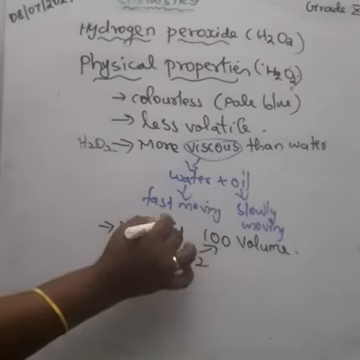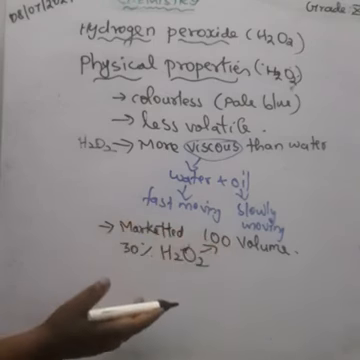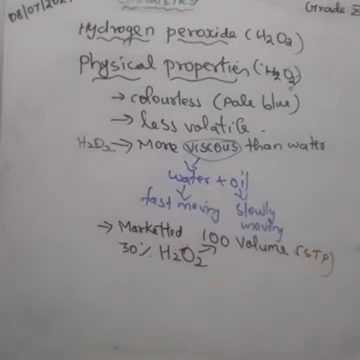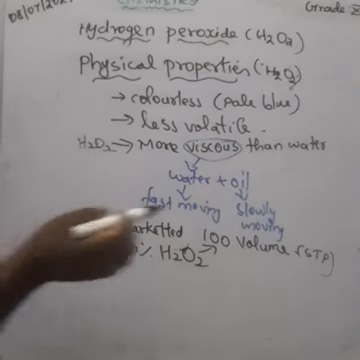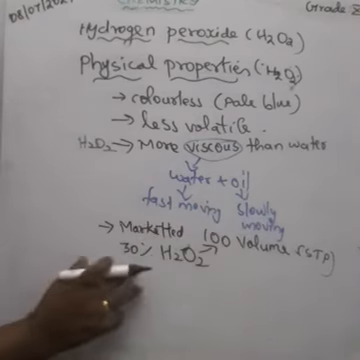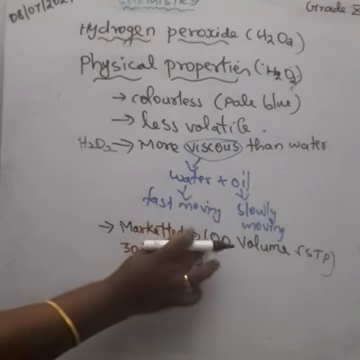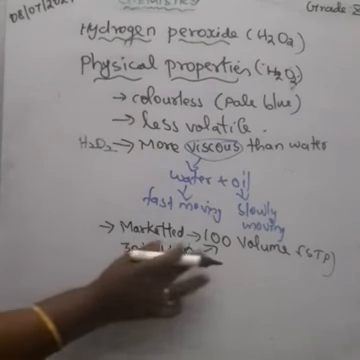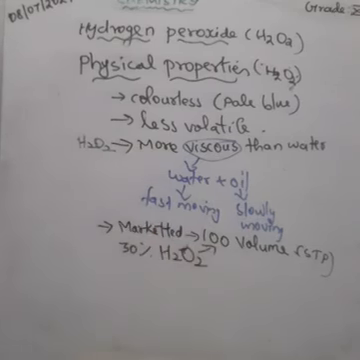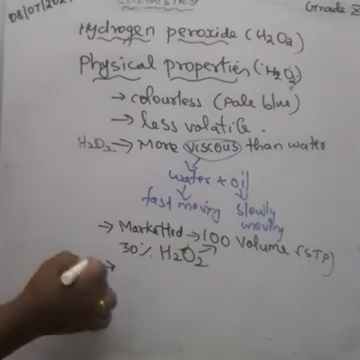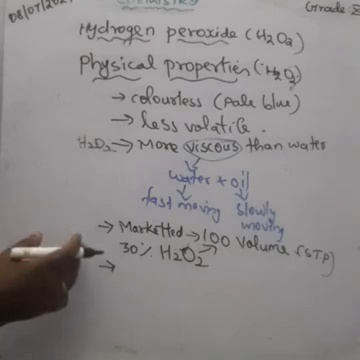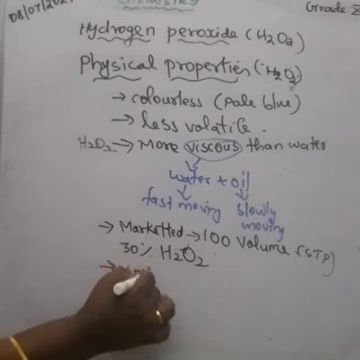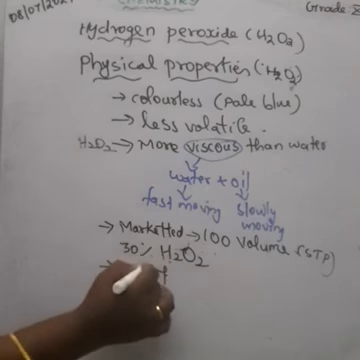100 volume indicates STP. STP means standard temperature and pressure, which means 0 degrees Celsius temperature and 1 atmospheric pressure. The hydrogen peroxide is sold as 100 volume, but only 30% hydrogen peroxide is there. It means 100 ml of oxygen is liberated by 1 ml of this solution on heating. Why is this marketed as 100 volume?